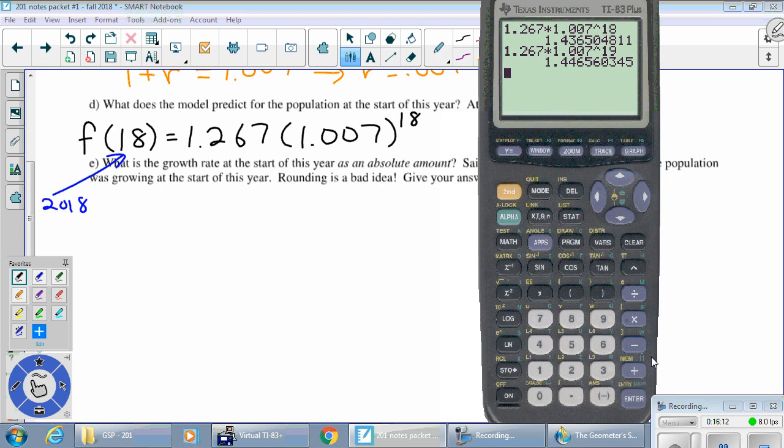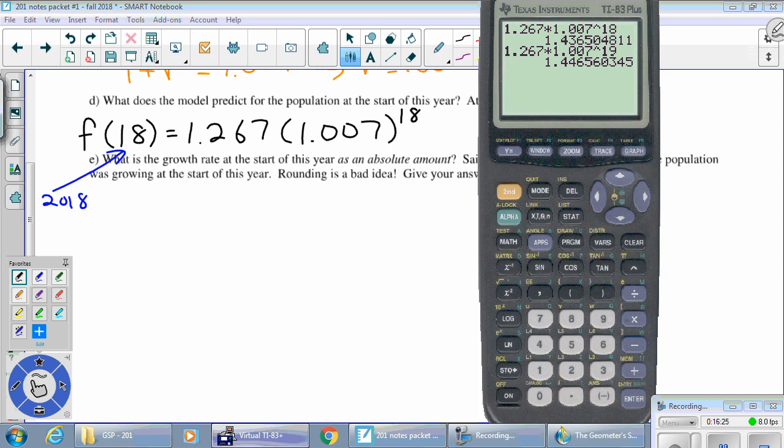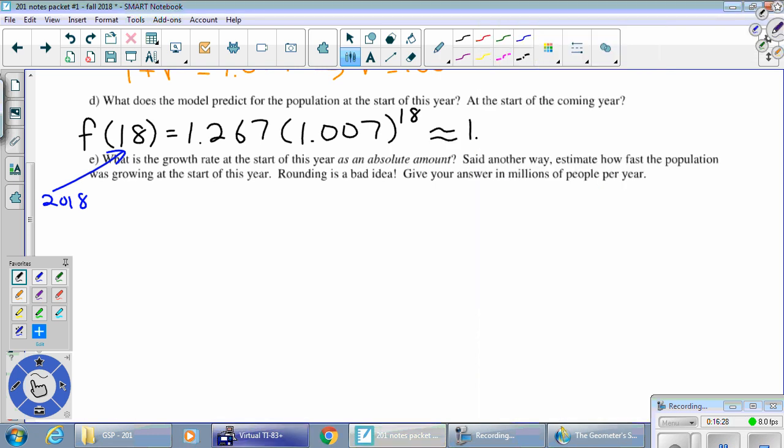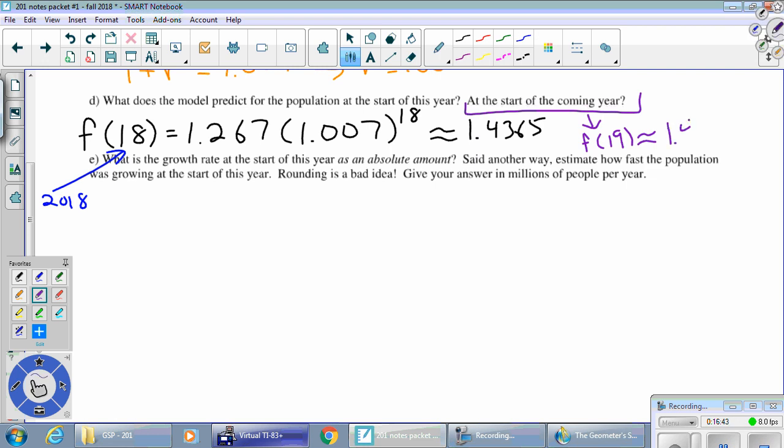So I got that number. And I think these are in billions of people. Okay, here we go. So 1.4365, something like that. And then the other number, f of 19, is roughly 1.4465. Okay, so it says, what's the growth rate at the start of this year as an absolute amount? Said another way, estimate how fast the population is growing at the start of this year. Rounding is a bad idea.